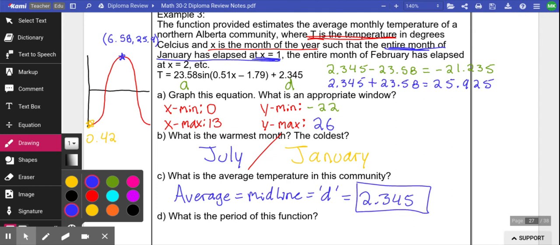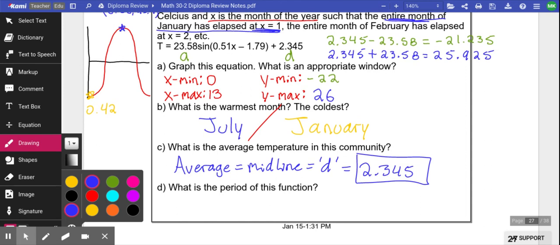Getting asked the average is the easiest thing you could get asked on the diploma. I truly feel that way. You just have to know that average is midline. I hope they ask you that, because it really is like a 2-second question. You know the answer. Okay. Average, midline, done. Right? I wouldn't put that on there. I'd make it too hard.